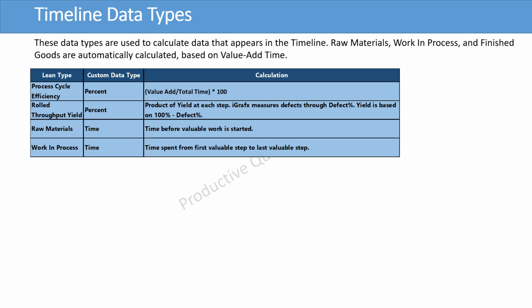Raw materials time: time before valuable work is started. Work in process time: time spent from first valuable step to last valuable step. Includes all time that passes from the first step with value-add time to the last step with value-add time. Time before the first value-add shape is deemed to be raw materials, and time after the last value-add step is deemed to be finished goods.